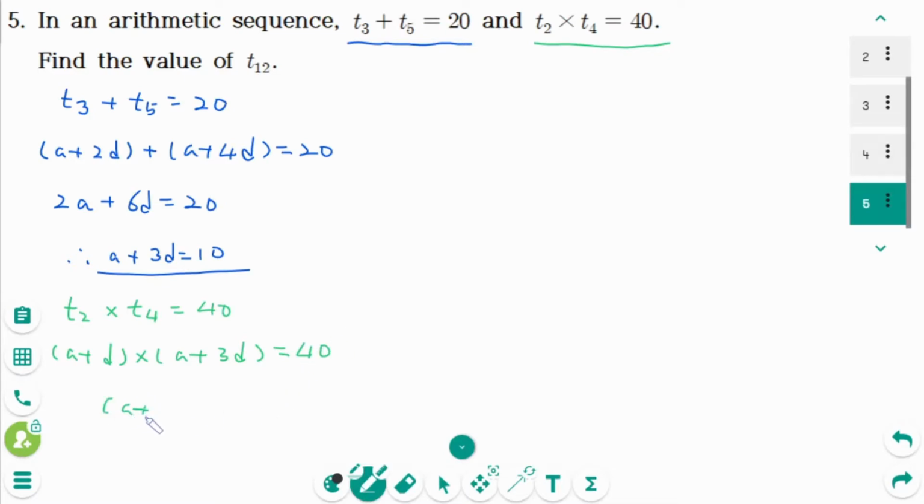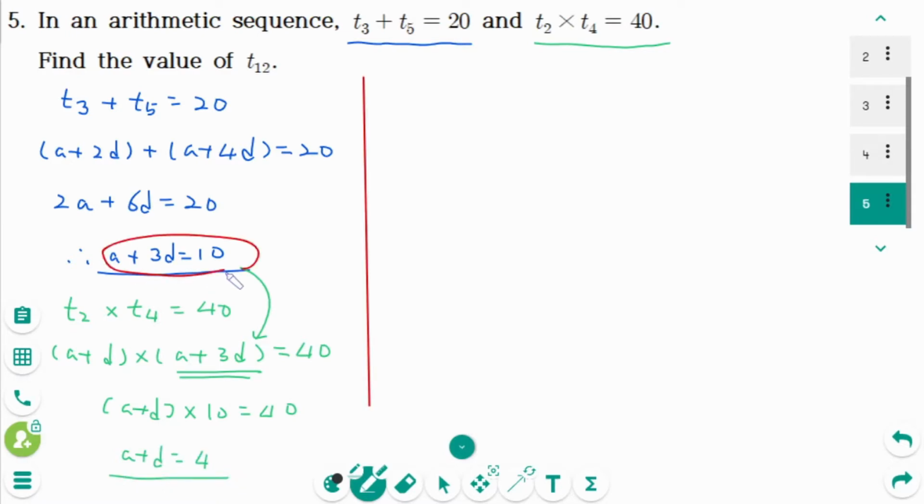And A plus D times A plus 3D is 10 times 4, equals 40. Then A plus D is 4. A plus 3D equals 10. And A plus D equals 4.